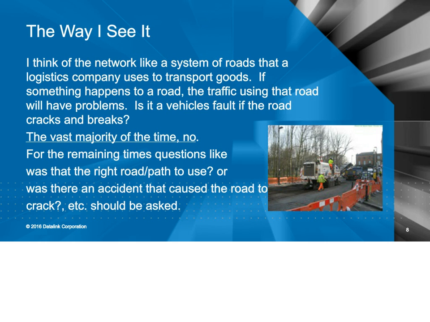Speaking of roads, this is the way I like to see it. The network is like a system of roads that a logistics company uses to transport goods, or if you're driving your car to wherever you're going. If something happens to the road, most of the time it's not the vehicles on the road that are the problem. It's something, whether the road cracks or breaks or is under construction, as the picture indicates. There may be maintenance going on the road that impacts the traffic going over it.